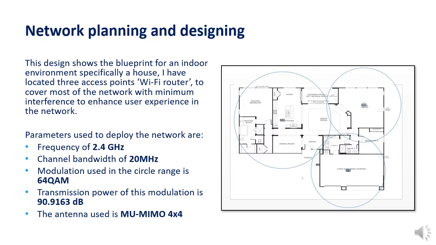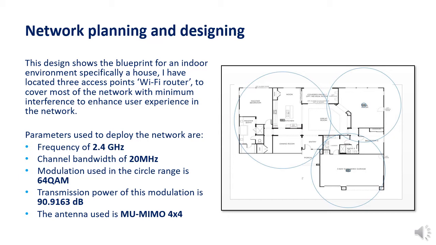This slide indicates the network planning and designing. The design on your right hand illustrates the blueprint of indoor propagation. In this house design, I have located 3 access points to cover the whole network with minimum interference possible to give the user the best experience while connecting to the access point.